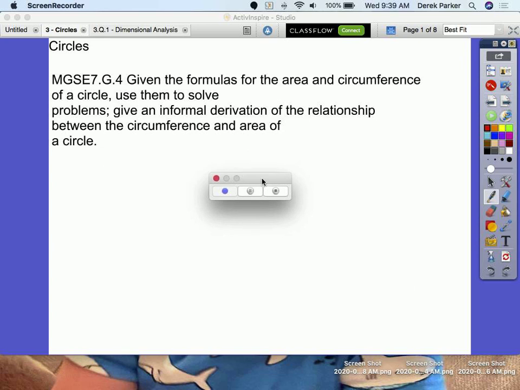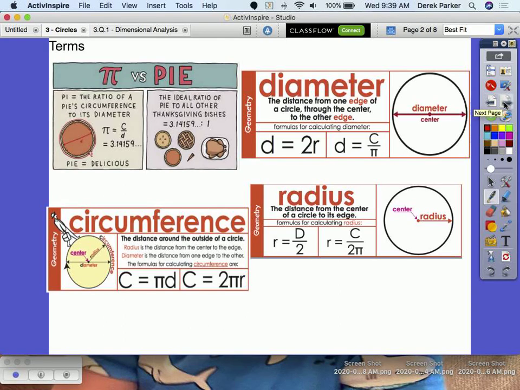In this standard, we will be learning how to find the area and circumference of a circle. Okay, the terms you need to know. First one, pi. Pi is a ratio of the circumference to its diameter.